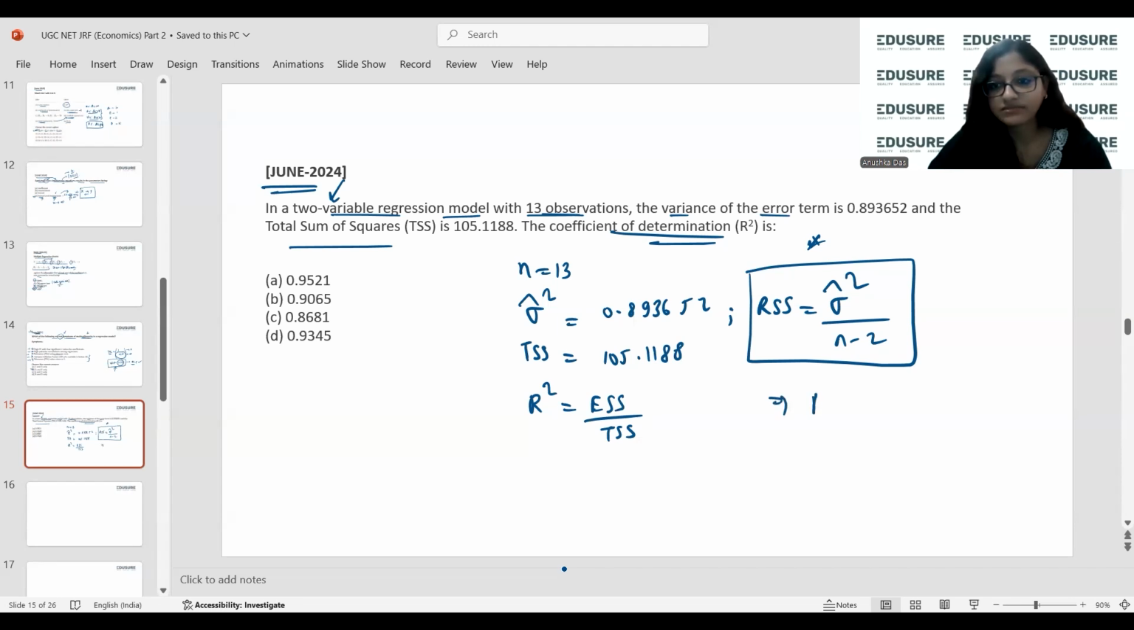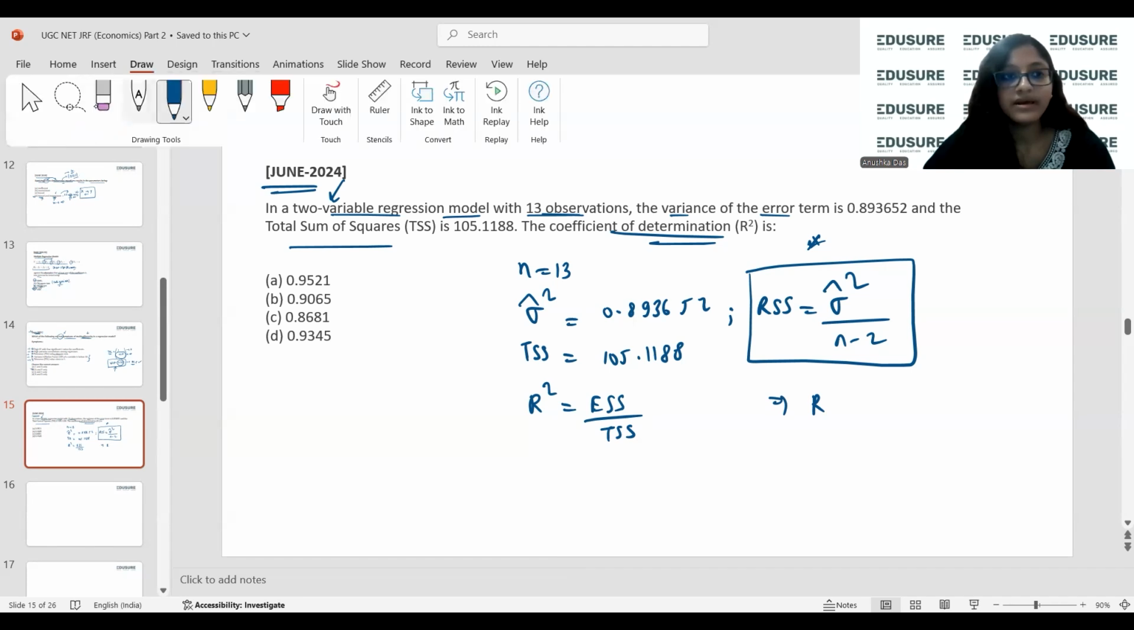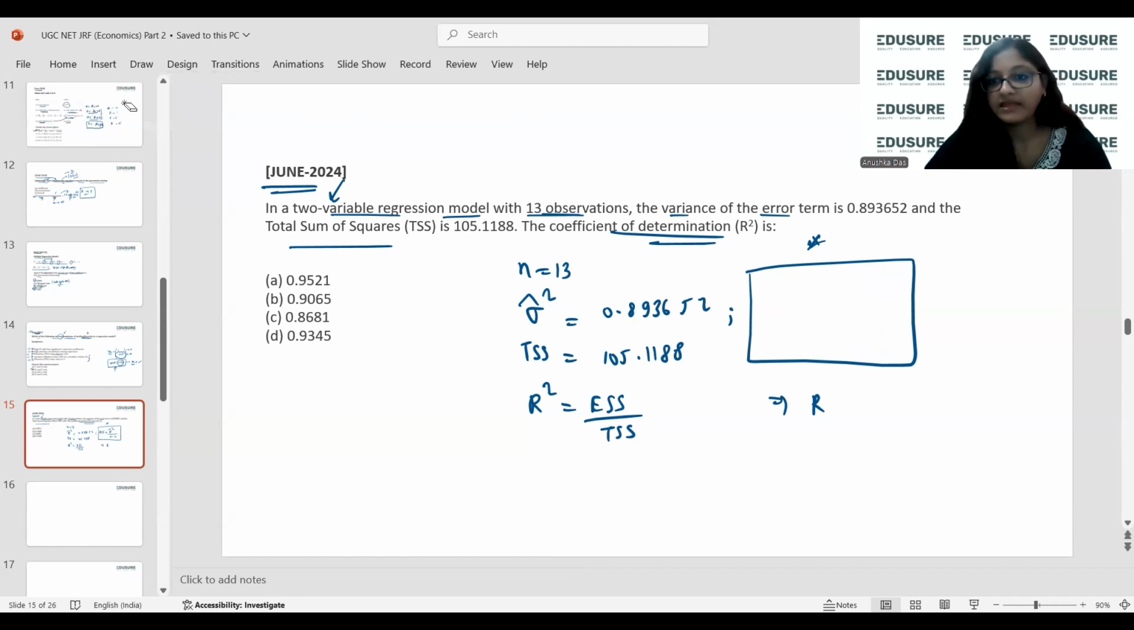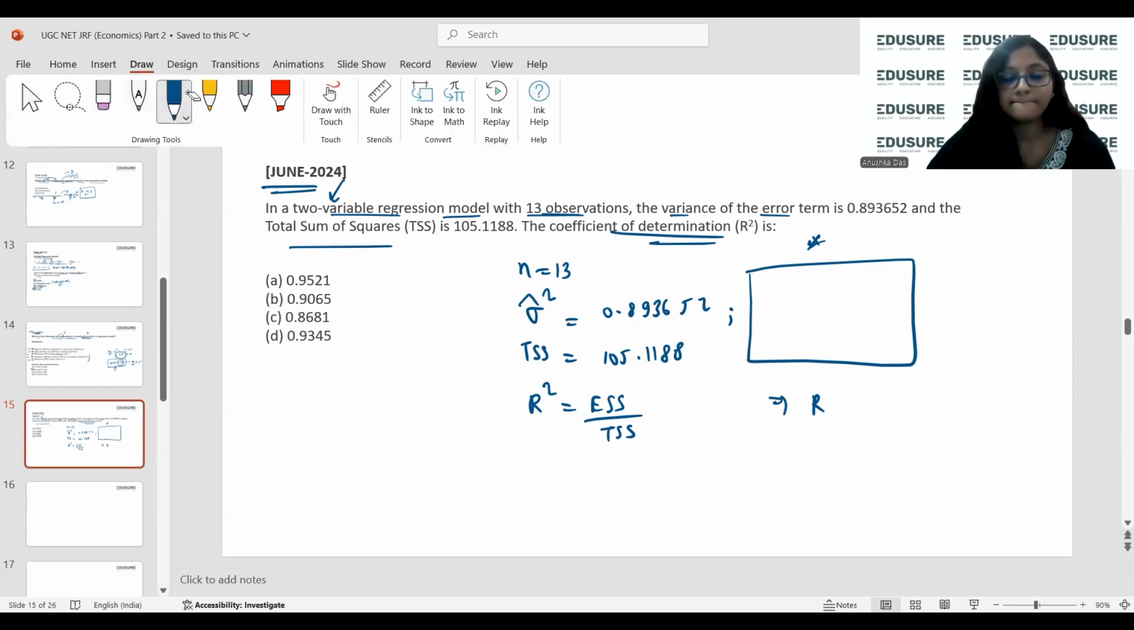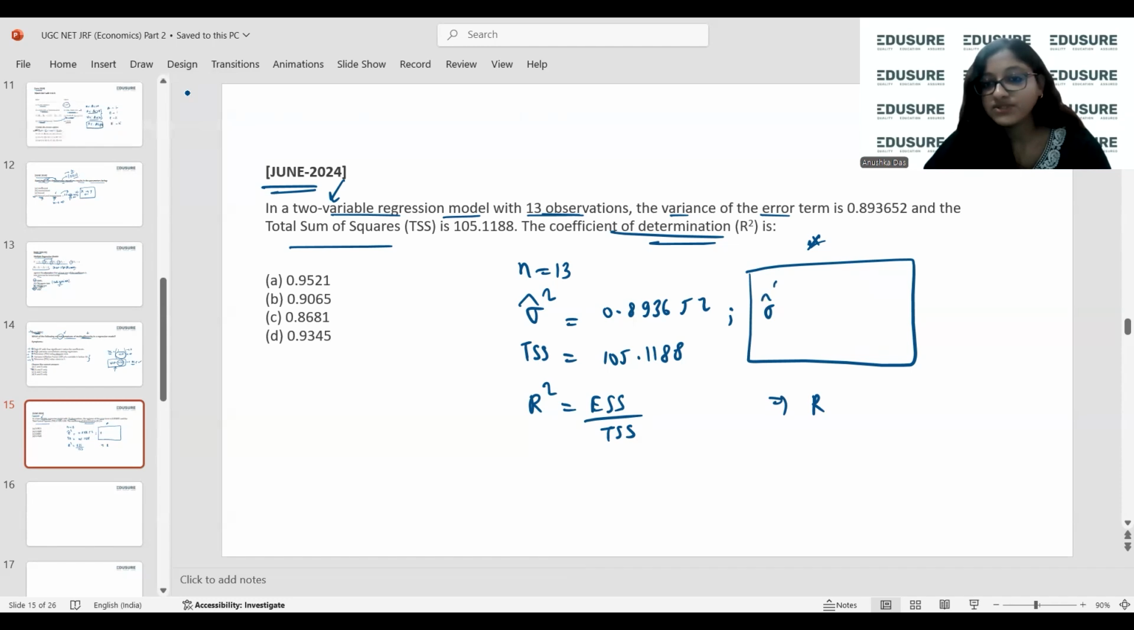Okay, so the formula is this. Sigma cap square should be RSS upon n minus 2. Sorry for that, I have written it wrongly. This is the formula, right? Sigma cap square, the estimated value of the error variance, that is basically RSS upon n minus 2. That was my mistake, right? RSS upon n minus 2.